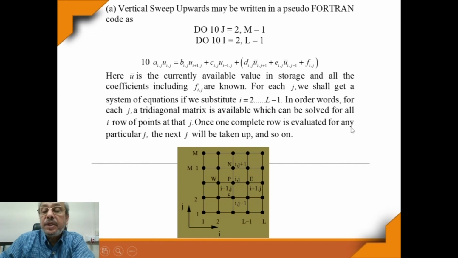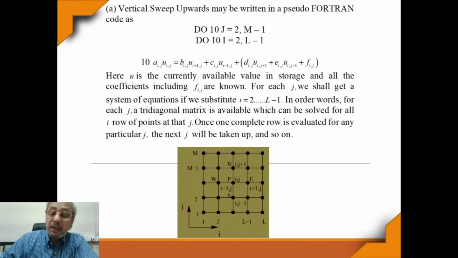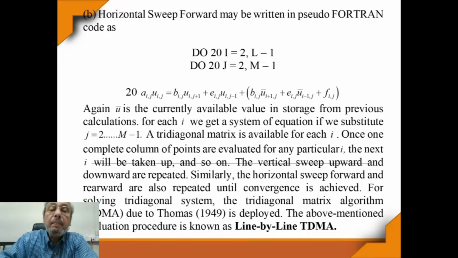Once one complete row is evaluated, then we go for the next j. And at every j, we will see that j plus 1 and j minus 1 will be needed. And those values which are available, the latest values, we will club together as known values, and they will be contributing as known quantities. So this is the vertical sweep, and the earlier one is the horizontal sweep.